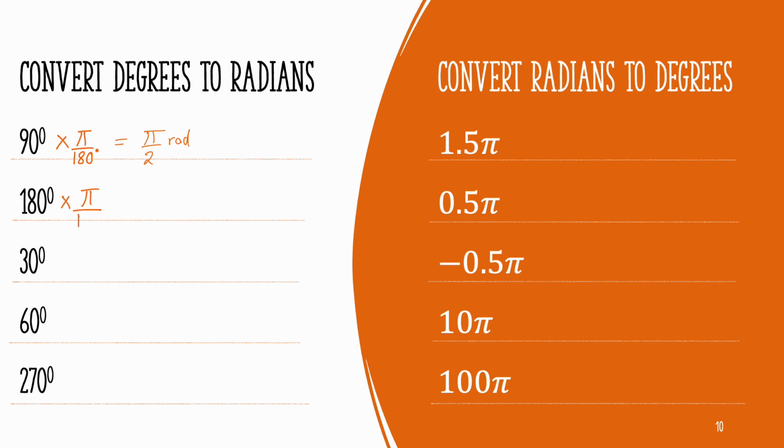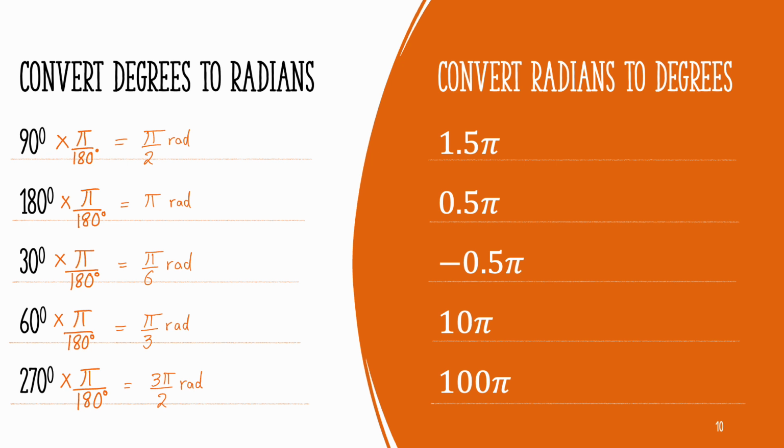And we'll do the same for 180 degrees and we get pi radians. 30 degrees will give us pi by 6 radians, and it is okay to leave your answers in simplified form as a fraction, because that's kind of what we really work with. Okay, we are not gonna put it in the calculator and convert it into a decimal. 60 degrees will give us pi by 3 radians, and 270 degrees will be 3 pi by 2 radians.